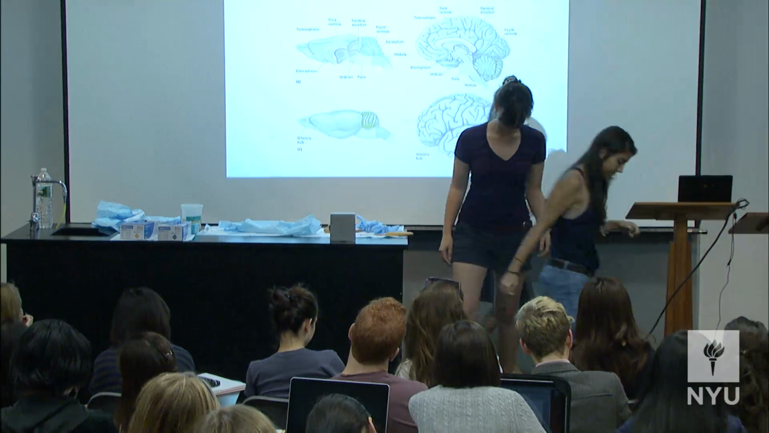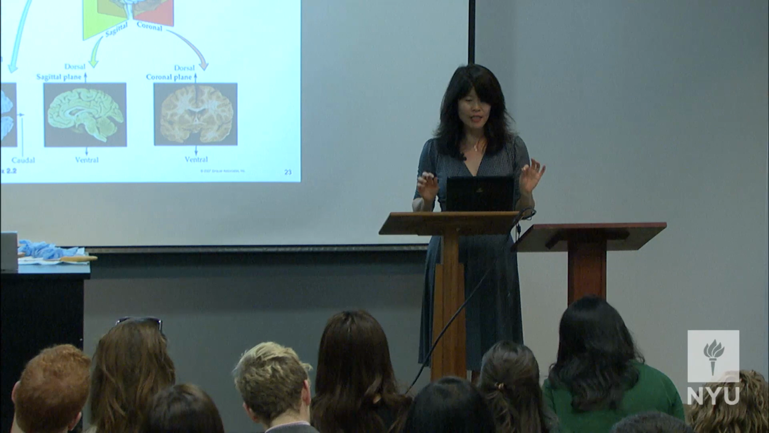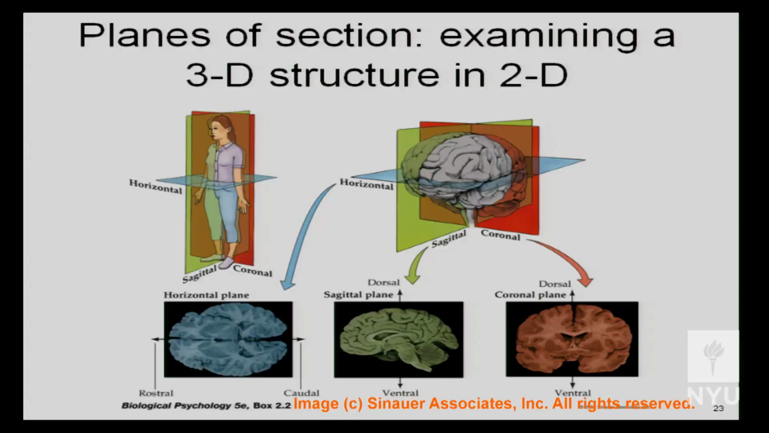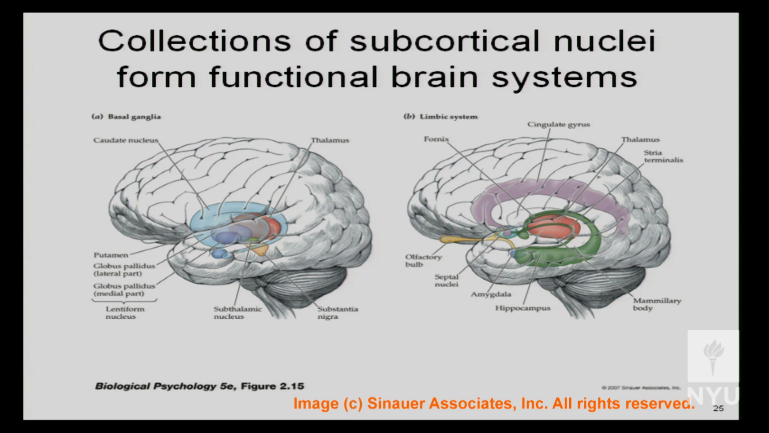OK, great. So we just went over the planes of sections: horizontal plane, sagittal plane. Here's a great view of the corpus callosum, the sagittal plane of the human. And here's a coronal plane, to give you orientation for some of these subcortical structures that I talked about. Here is a nice view from your book. It gives you a view of where the hippocampus is.